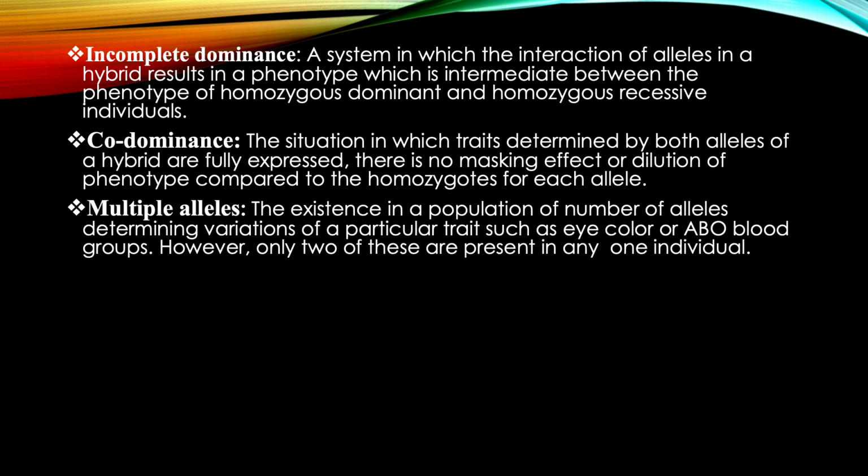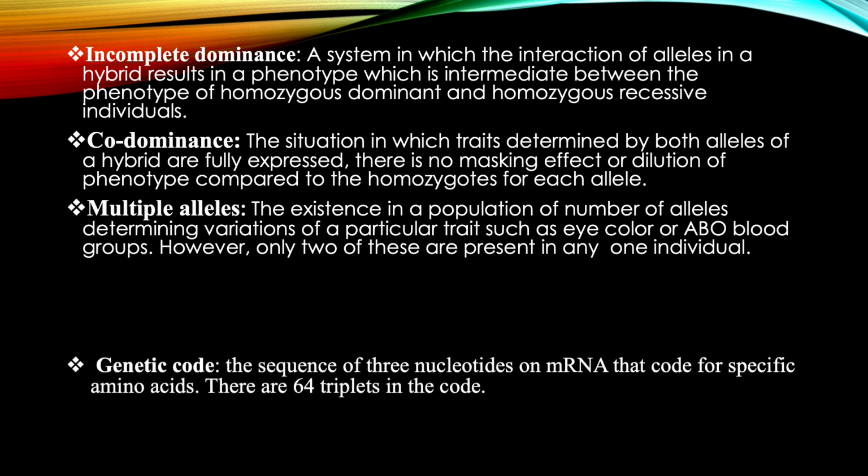Multiple alleles. The existence in a population of number of alleles determining variations of a particular trait such as eye color or ABO blood groups. However, only two of these are present in any one individual.